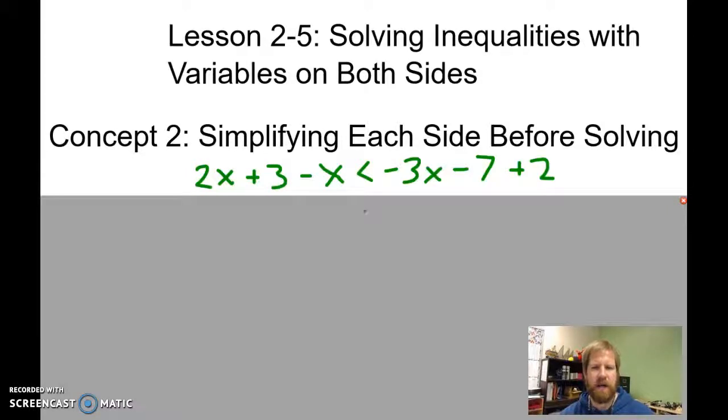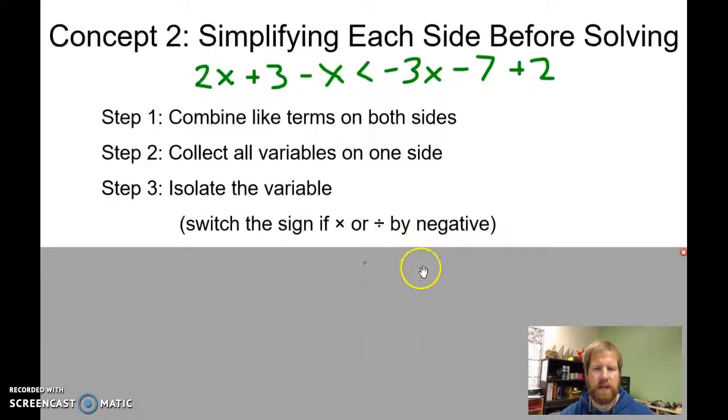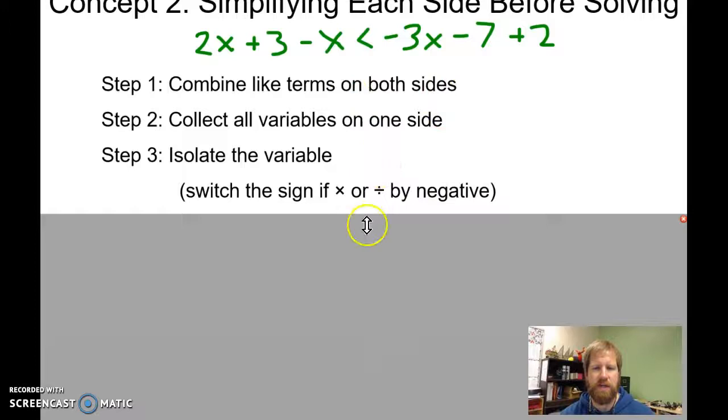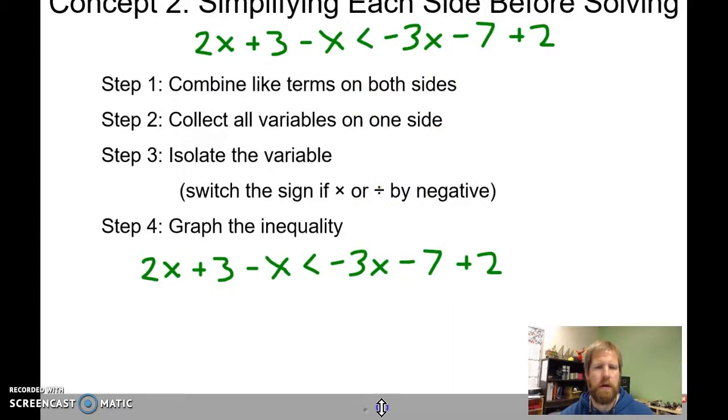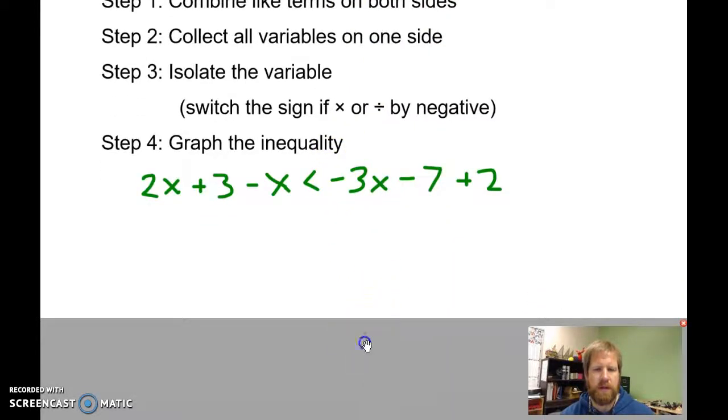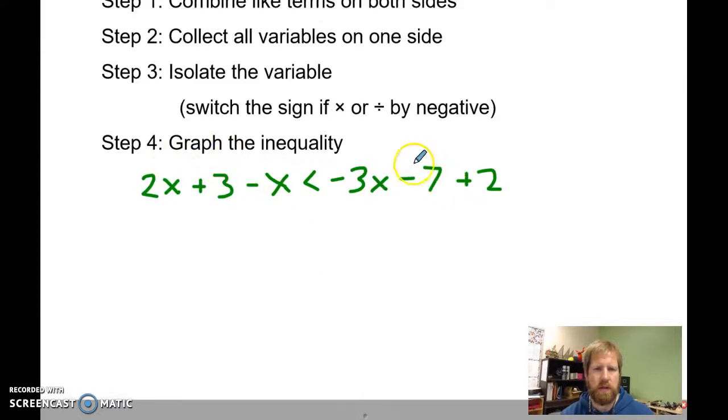Lesson 2.5, Concept 2: Simplifying each side before solving. So when we're given an inequality that looks something like this, where we've got multiple like terms on each side, we don't want to start moving things from side to side until we have combined all of our like terms. Okay, it's going to be much cleaner and much easier if we combine first. All right, so our first job is to combine those like terms.